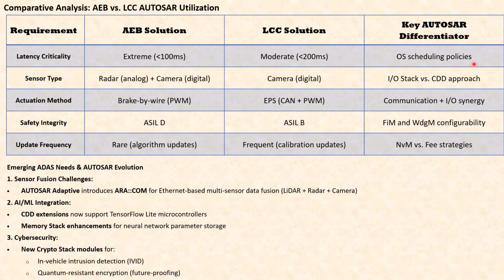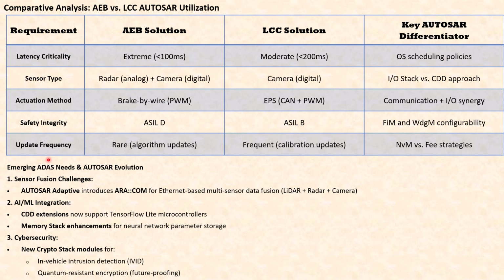OS scheduling policies. When it comes to sensor type, AEB uses radar plus camera and the camera IO stack, versus the CDD approach. The actuation method is brake by wire versus EPS, with communication plus IO synergy. Safety integrity is ASIL D for AEB, ASIL B for LCC, and FIM. You understand why AEB is ASIL D and LCC is ASIL B. I am sure that if you have gone through the session on functional safety, you will clearly understand. Now, FIM and Watchdog Manager configurability is the key AUTOSAR differentiator.